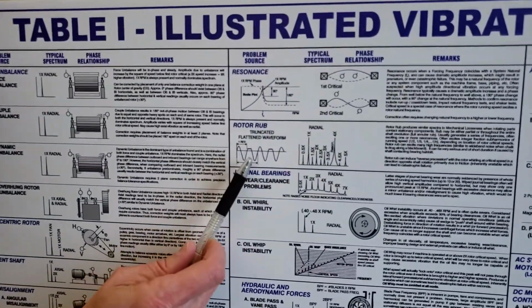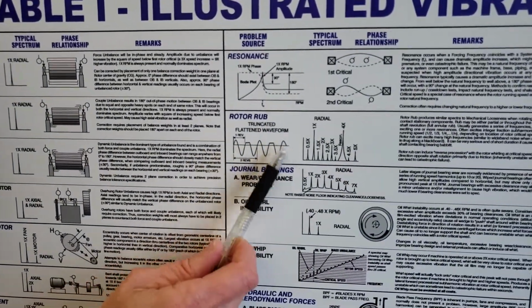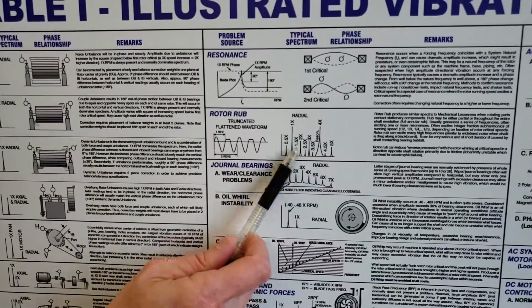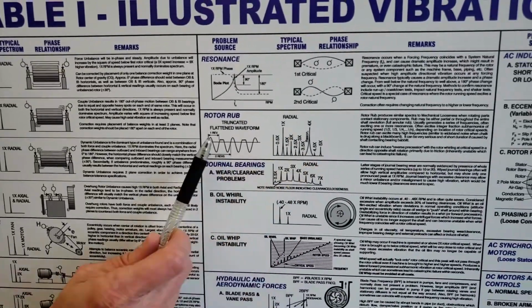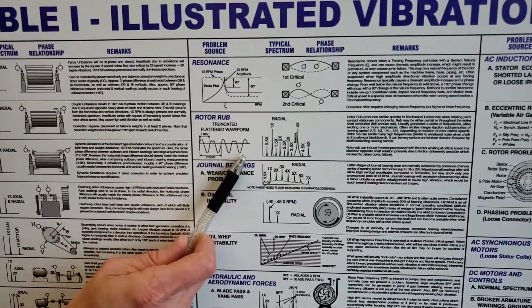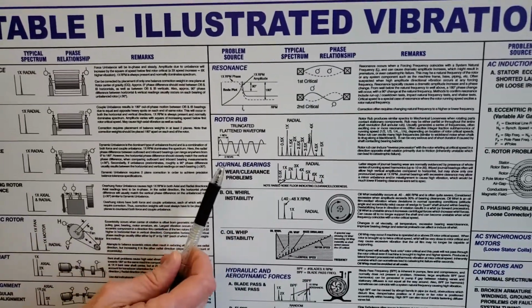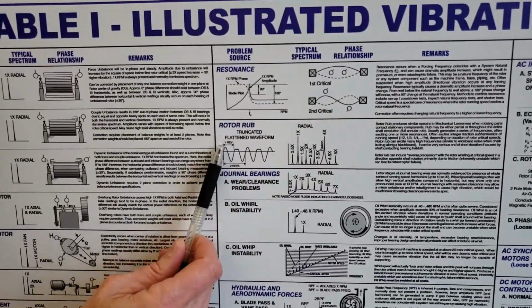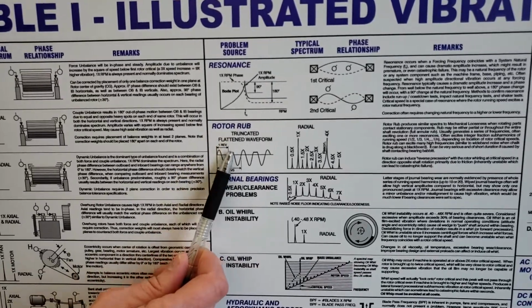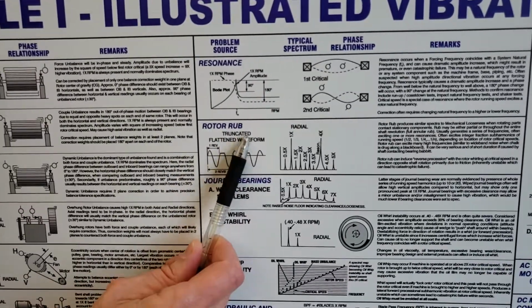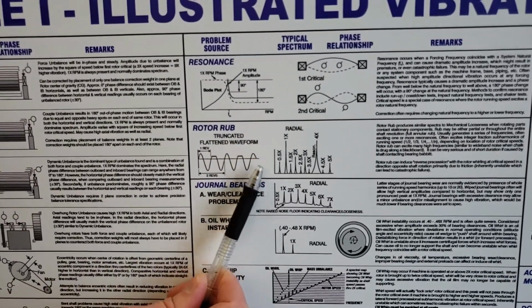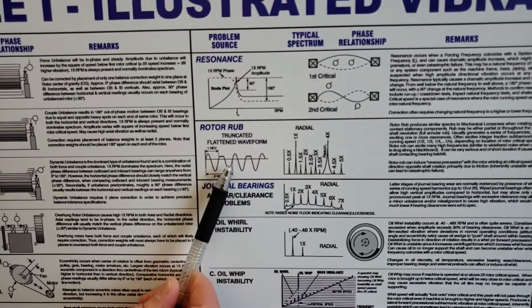Here we're looking at Rotor Rub, we're looking at a waveform, we're also looking at it in a spectrum, amplitude versus frequency, not amplitude versus time. So I want you to notice a couple things about the waveform. Instead of being a nice sinusoidal waveform like so, going up and down, equally above zero and below zero.